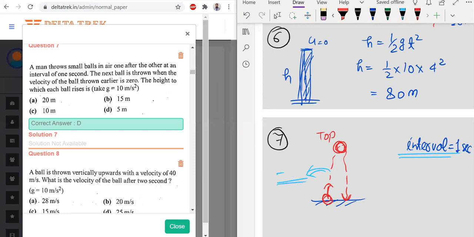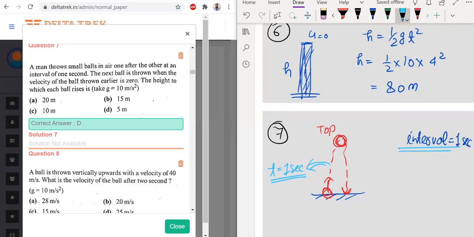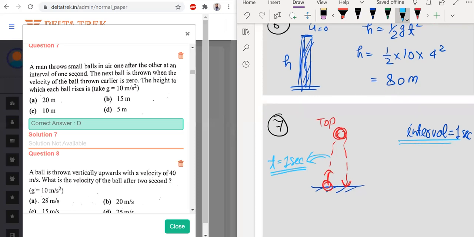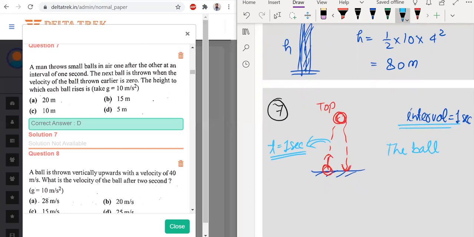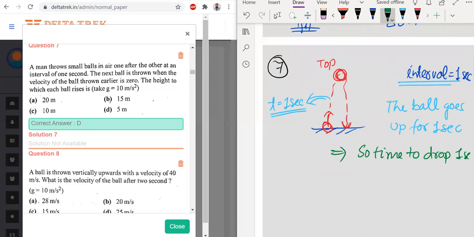So it means that the ball is going high for 1 second. The ball goes up for 1 second. तो इसका मतलब time to reach the top, it is 1 second. Clear? So इसका मतलब time to drop भी क्या होगा? So time to drop भी होगा 1 second, and it asks for the height.